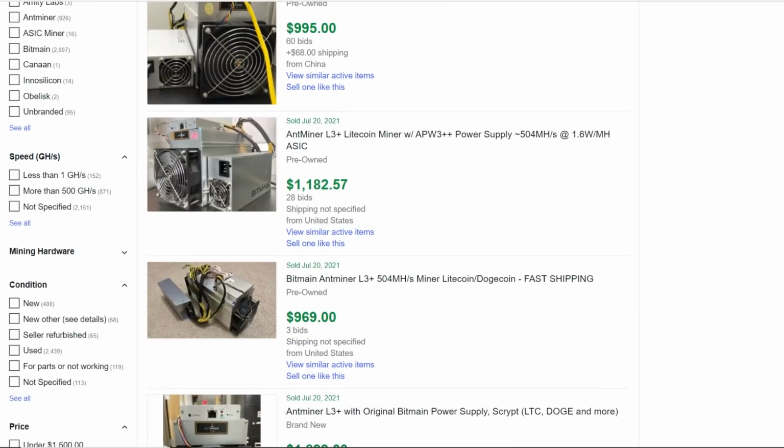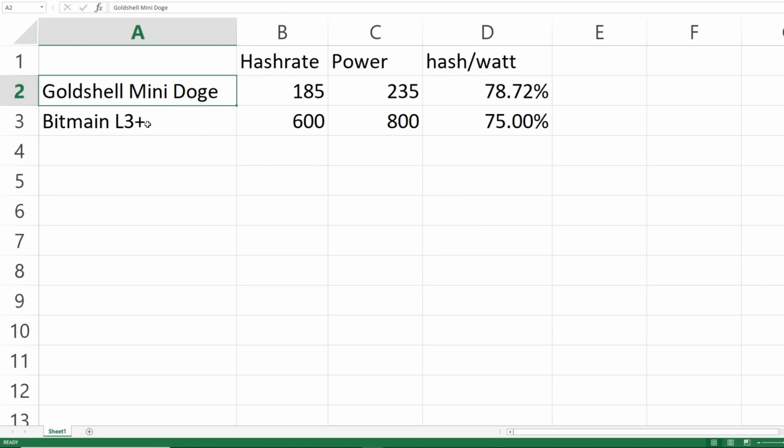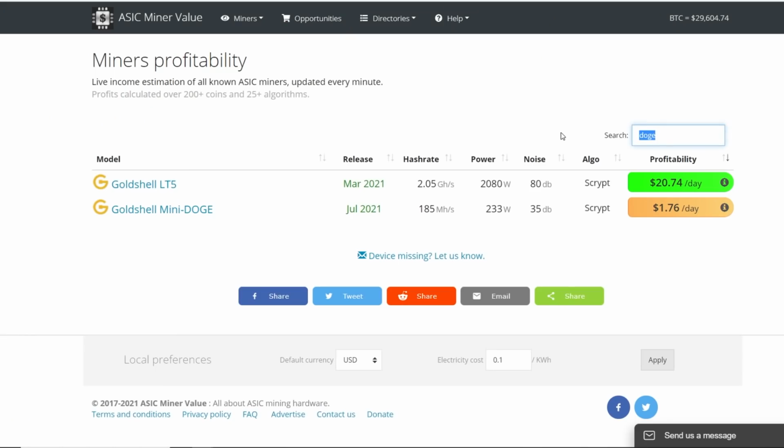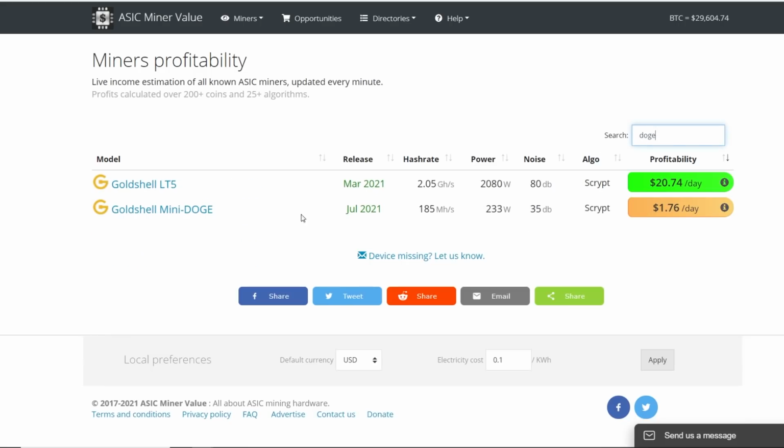Just crazy. All right, now this is where I want to segue into the hash per watt metric for the Mini Doge versus the Bitmain L3+. So you guys know the Bitmain L3+ came out back in, I think, 2017. Let me bring that up here. Let's just go L3+. The L3+ came out back in October of 2017, right? And then this Goldshell Mini Doge came out in July of 2021.